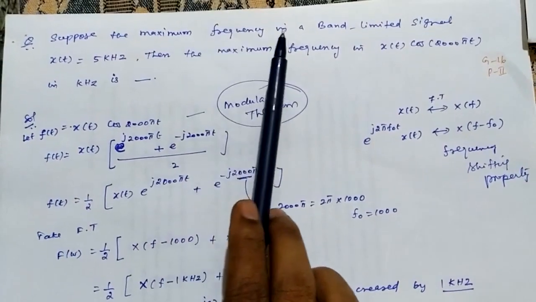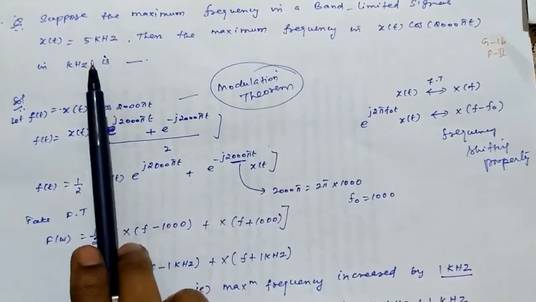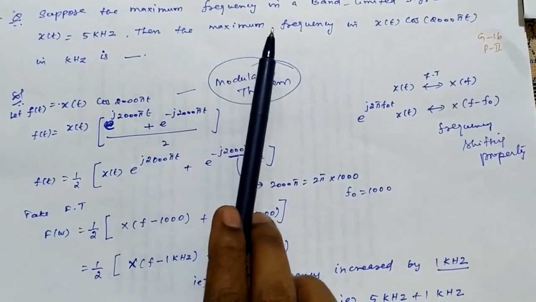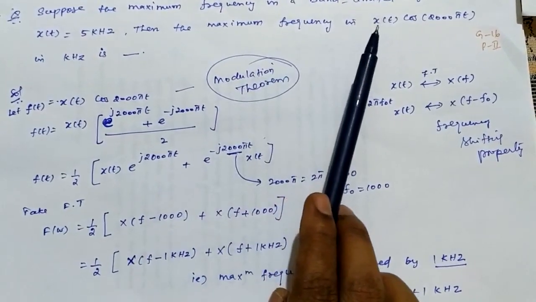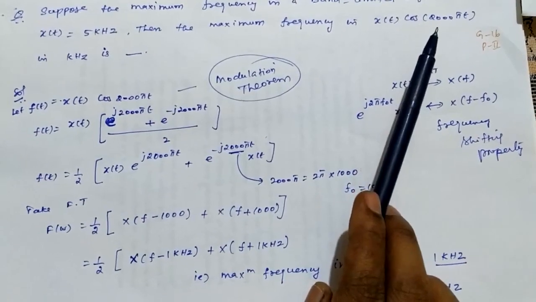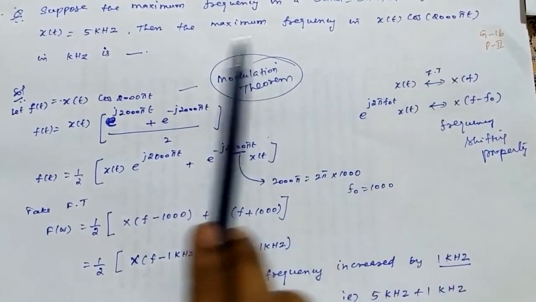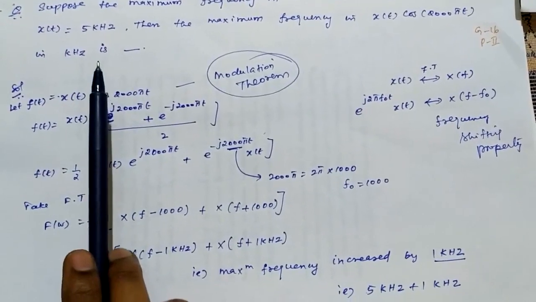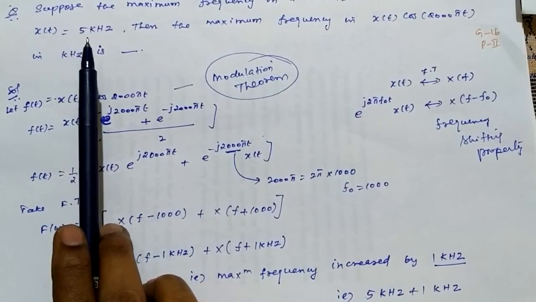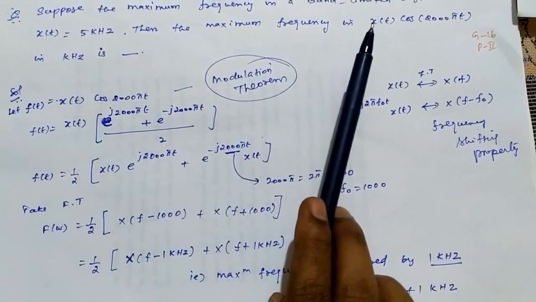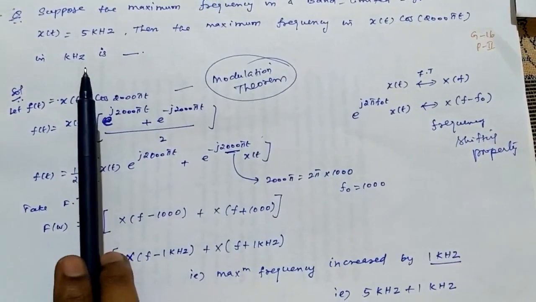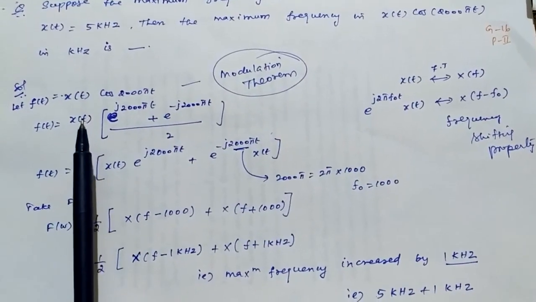Suppose the maximum frequency of a band limited signal x of t is 5 kHz. What will be the maximum frequency when that x of t is multiplied with cos of 2000 pi t, in kilohertz? So the question is: a signal having maximum frequency 5 kilohertz is multiplied by a cosine signal. What will be the maximum frequency in kilohertz?